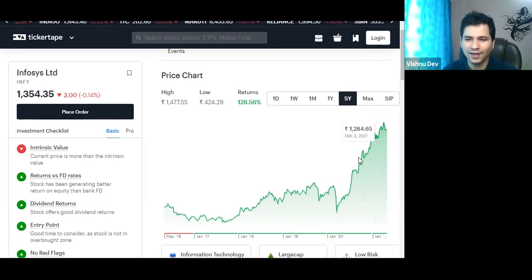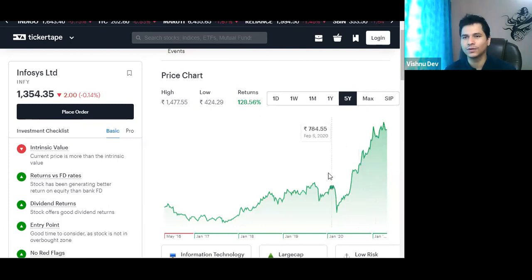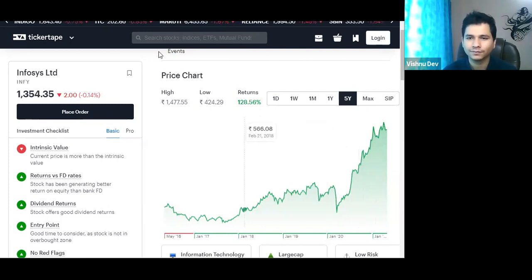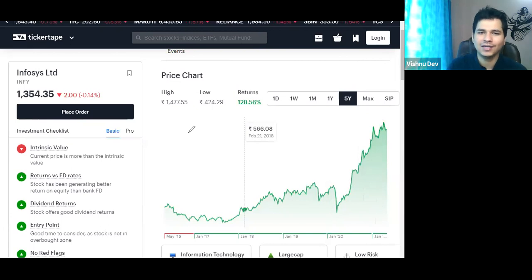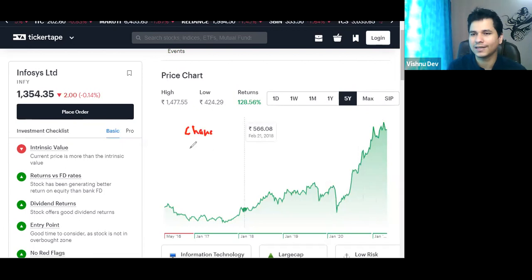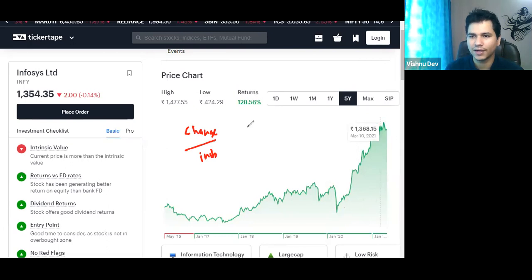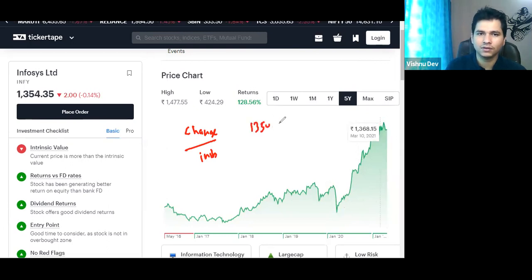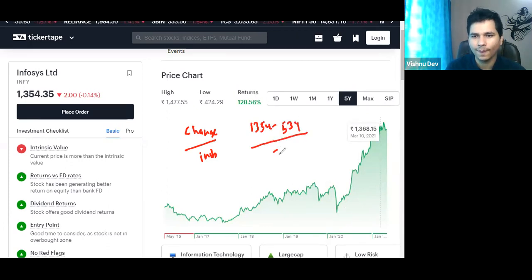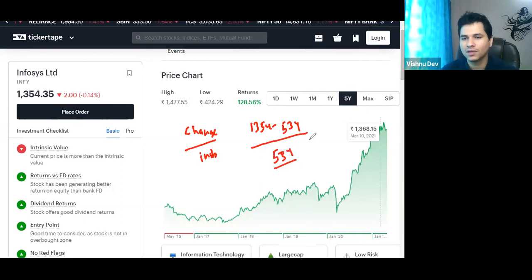It is almost close to 200%, sir. How to calculate that percentage? Change percentage. We have studied in class 7. It is change by initial amount. For example, if you talk about this 534, and here it is 1,354, so it will be 1,354 minus 534, divided by 534, into 100. Okay? Understood?